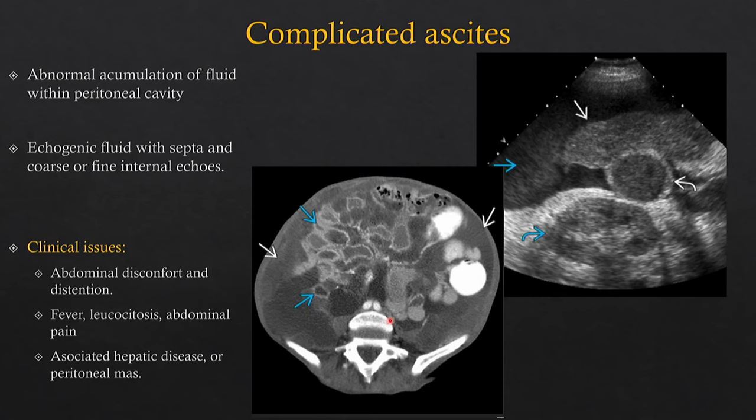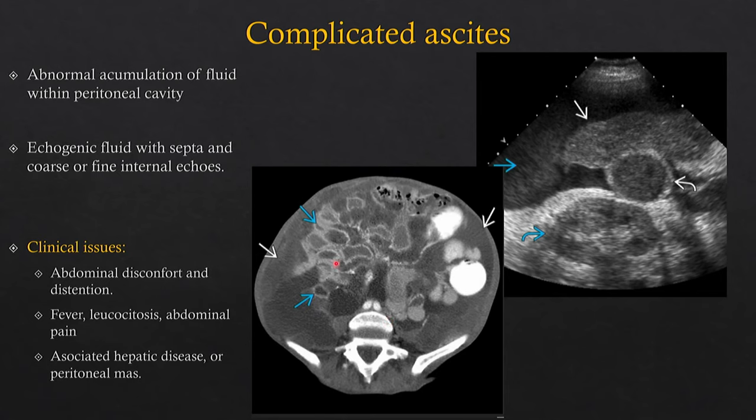Another differential diagnosis is complicated ascites, which is an abnormal accumulation of fluid within the peritoneal cavity. We can also see echogenic fluid with septa and coarse or fine internal echoes. Clinically, it is always associated with a chronic hepatic disease or a peritoneal mass. Clinical features can also include fever, leukocytosis, and abdominal pain, along with abdominal discomfort and distension.